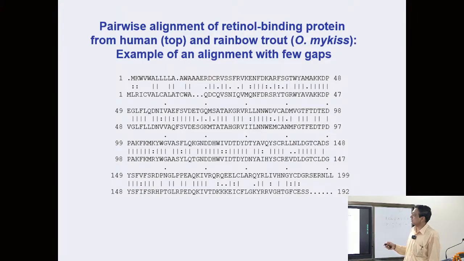Here is an alignment of retinol binding protein from human and that of rainbow trout. And you can see that there are many identities. So look at the middle row, and fewer gaps. So this is an example of high conservation.